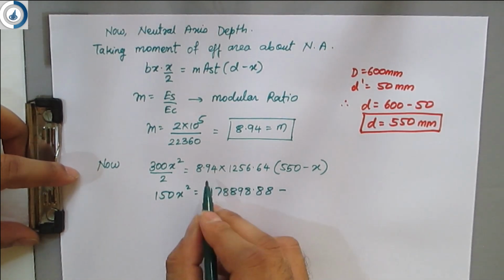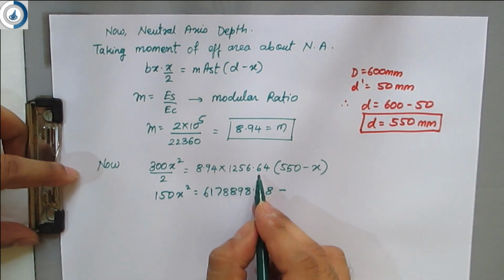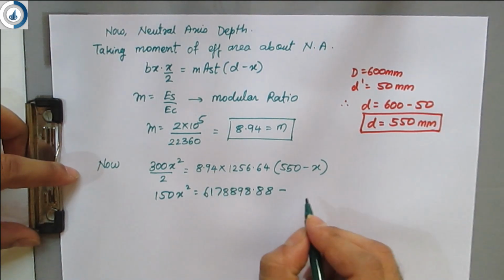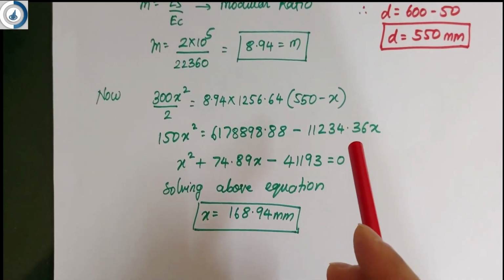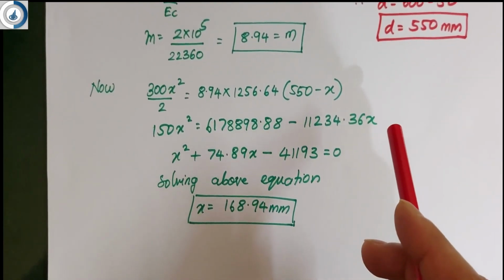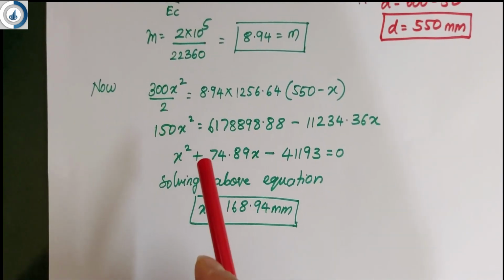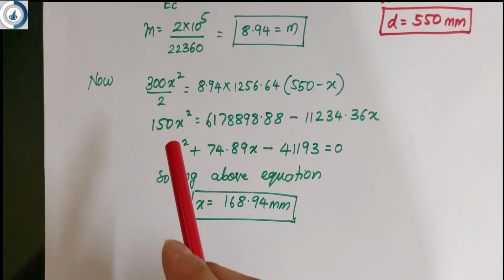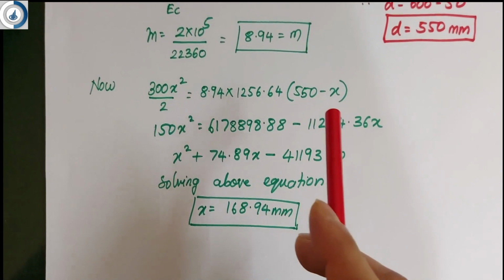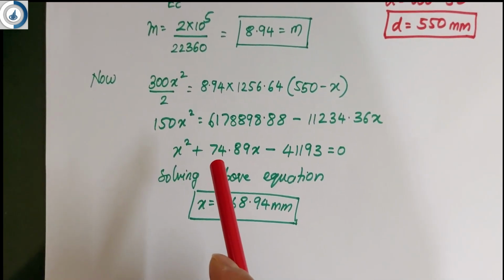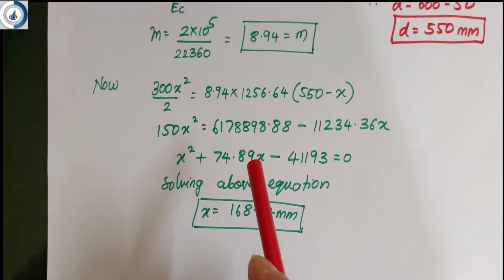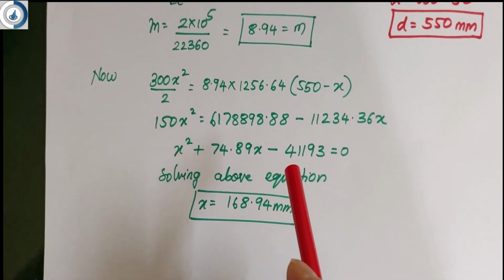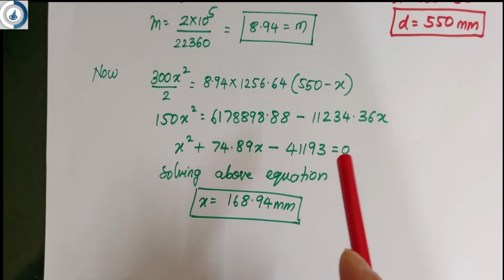6178898.88 minus 8.94 into 1256.64 into x, which comes out to be 11234.36x. So this entire equation you have to divide by 150. So then you will be getting this x square, and this will come to this side and it becomes positive, and after dividing by 150 it becomes 74.89x, and this will go this side and it will become minus 41193 equals to 0.